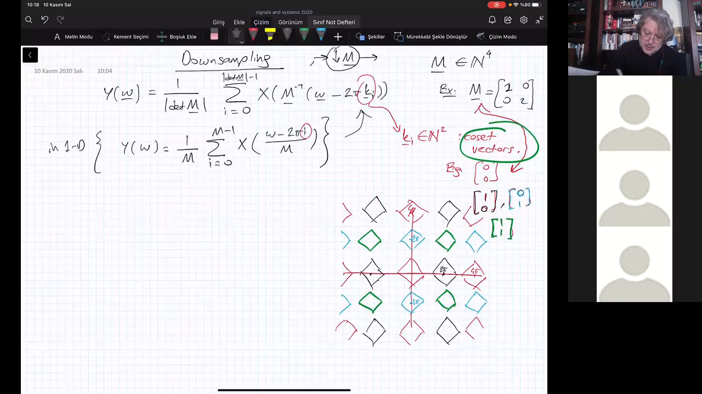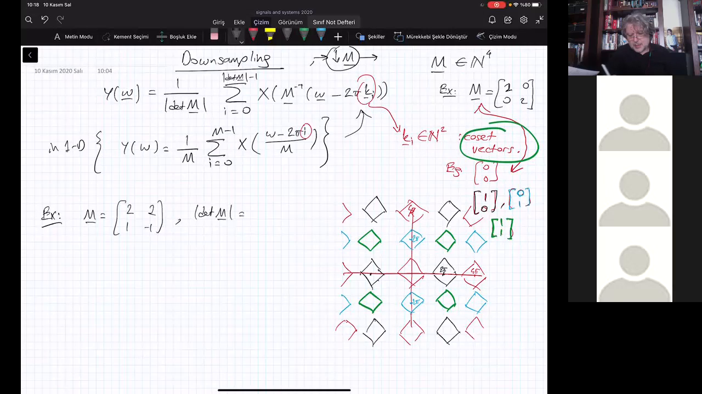There are other examples you may think of. For example, M, we call it M, right? M is equal to 2, 1, 2, minus 1. Now the absolute determinant of M for this one is minus 2, minus 2, minus 4, absolute value is 4. Interestingly, as you see, this one also causes the signal to become 1/4 of the original size. But it's a different one.